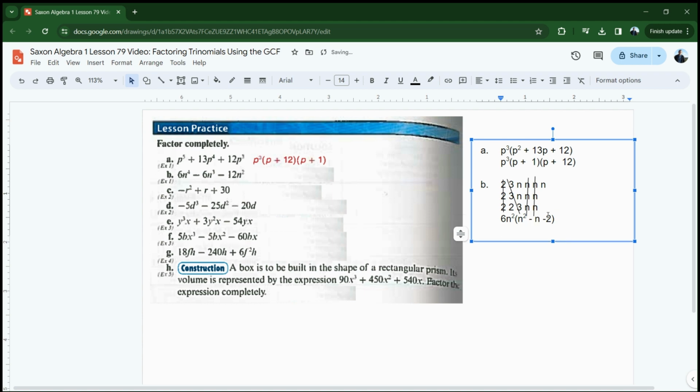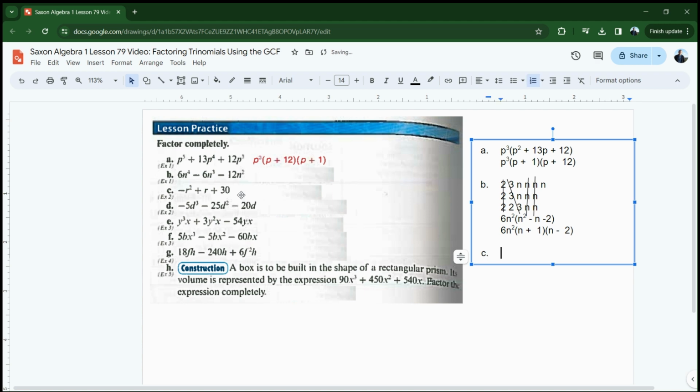I notice that this last term is negative. That means that we're going to have 6n squared come along for the ride. Need to make sure I keep including it. Okay. Times, and then it's going to be n plus something times n minus something. And these things have to be factors of 2 that add up to negative 1. Well, the only factors of 2 are 1 and 2. To make that add up to negative 1, I'm going to do n plus 1, n minus 2. There we go. So that is going to be the correct factorization for letter B.